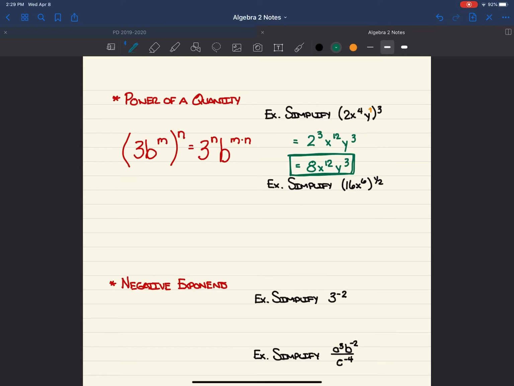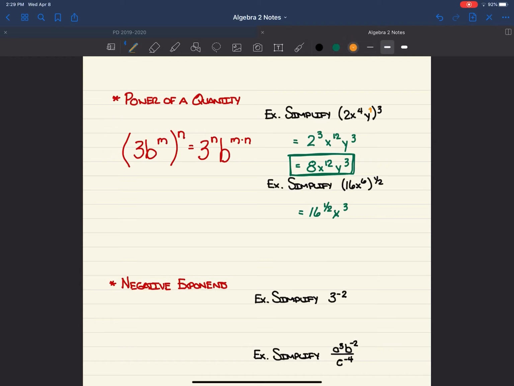Following the same thing, if we move on to example 2, it says simplify 16x to the 6th, all raised to the 1/2 power. So again, we're going to start here with my coefficient. I'm going to say, well, look, this needs to be 16 to the 1/2 power. And then if we have x to the 6th, to the 1/2, following our power to a power property, 6 times a half gives me x to the 3rd power.